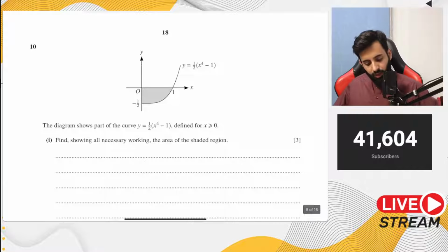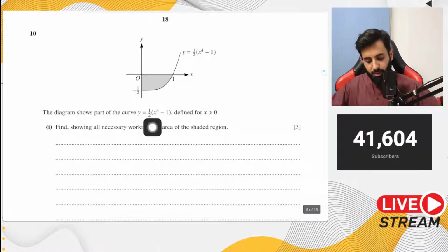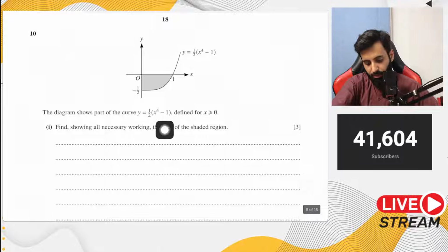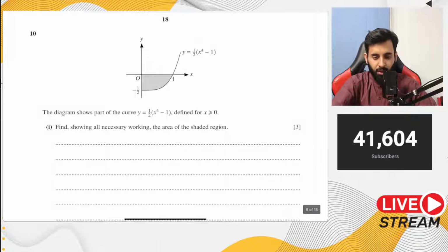Okay, now, so let's solve this question. It says the diagram shows part of the curve y equals 1 upon 4 x to the power 4 minus 1, defined for x greater than or equal to 0. Find, showing all necessary working, the area of the shaded region. Okay. Now how will we find the area of the shaded region?